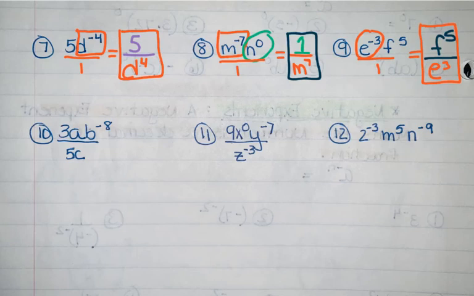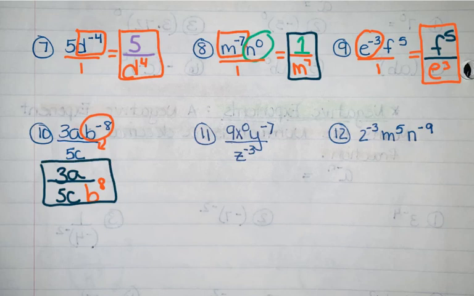All right, number 10, I need to look. Can I reduce my coefficients 3 and 5? Nope. a and c are fine, but b to the negative 8 needs to move to the denominator. So when we have more variables and coefficients, we just focus on what needs to change. So 3a and 5c stay exactly where they are, but b to the negative 8 is going to move to the denominator and is going to become a positive. So this would simplify to 3a over 5c b to the 8th.